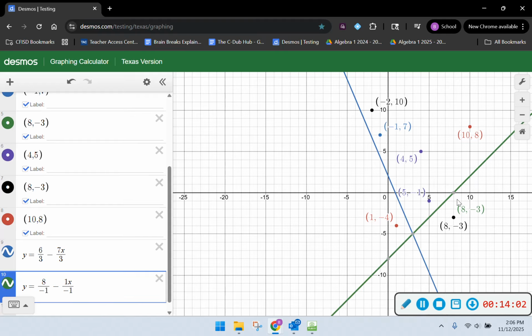So I want the points above my line. So 5, -1 is above. -2, 10 is above. 4, 5 is above. 10, 8 is above. And -1, 7 is above. The rest are not. All right, let's move on to number 9.